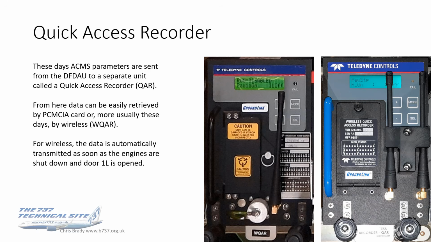Now, instead of having to switch out a PCMCIA card or a CD, the digital flight data acquisition unit is almost always used with a quick access recorder, and these are what they look like. And these are also in the E&E bay, usually next to the DFDAU. Now you can still use a PCMCIA card if you wish, but you will notice that these have got Wi-Fi antennae, or wireless antennae.